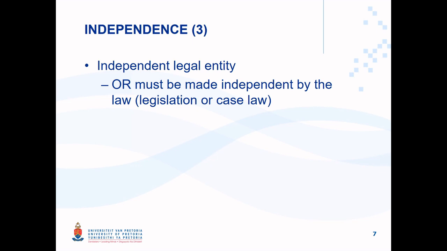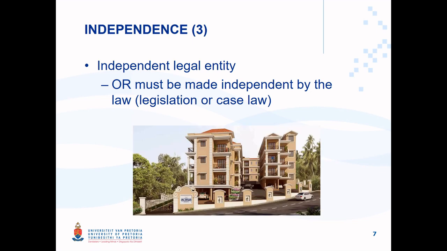An example of where the law steps in and makes an object a legal independent entity can be found in how sectional title units in apartment blocks are viewed as legal independent entities. Now, a sectional title unit is physically part of the apartment block, as illustrated in the picture on this slide. It's one building, but it is by way of legislation deemed to be an independent legal object. So in other words, it's legally independent.